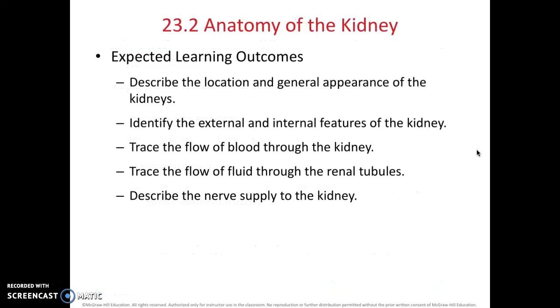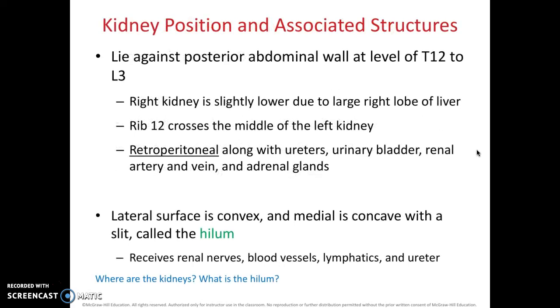So we'll also talk about the anatomy of the kidney pretty quickly. So the kidneys lie against the posterior abdominal wall at the level of T12 to L3. So remember, those are the vertebra. So that's the 12th thoracic vertebra to the third lumbar vertebra. So the right kidney is a little bit lower than the left because of the right lobe of the liver, so it accommodates that. And then your 12th rib crosses the middle of the left kidney in most people.